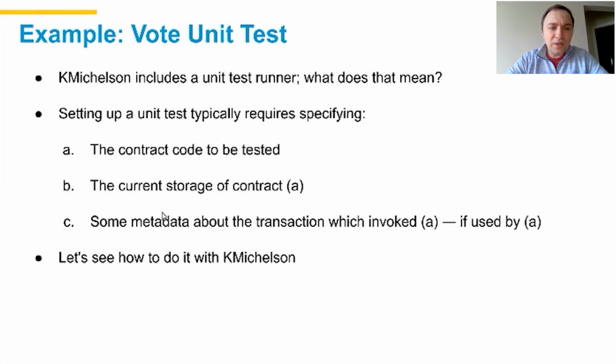So here's an example of how you actually use the tool. Suppose that we want to use the unit test runner. How are we going to do that? Setting up a unit test for any language requires setting up your code and also your input. In the case of a blockchain language, we have some contract code we need to test. We also have the storage of the contract that we need to specify, and sometimes we need to specify metadata about the transaction, depending on if the contract needs to use that, like the sender or whatever. In this case, it'll be simpler than that, so we'll just see how we can set up a simple test on the next page.